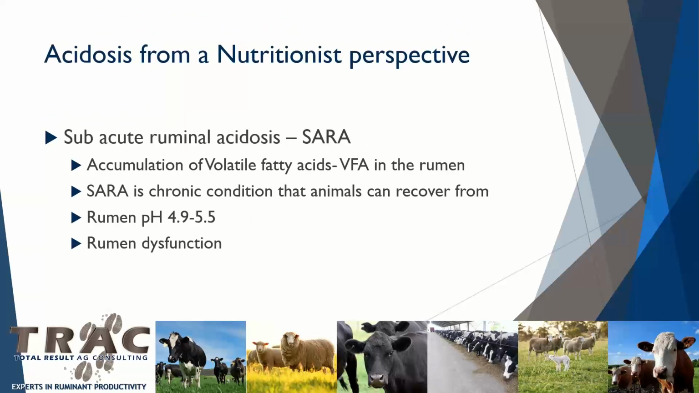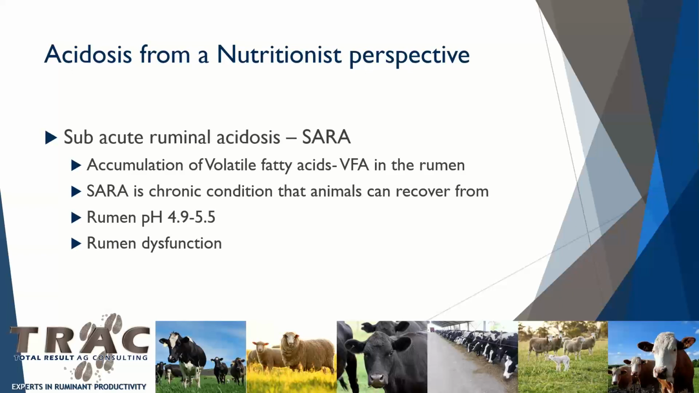But if we look at acidosis from a nutrition perspective, we look into the realm of what's called subacute ruminal acidosis. To make things a little bit easier, we'll keep referring to that as SARA. So what is that? It's an accumulation of volatile fatty acids, VFA, in the rumen. We'll delve into that a little bit more as we go through this evening.